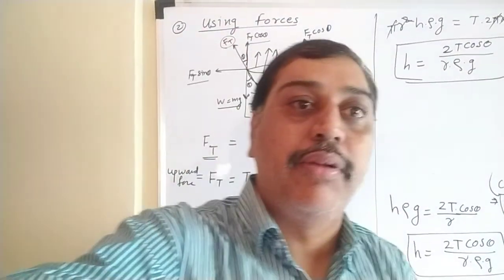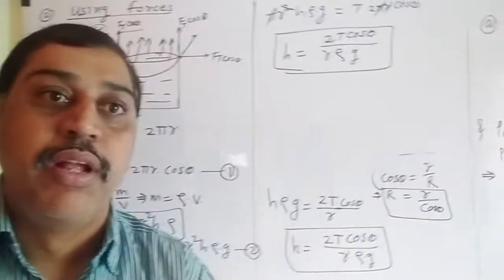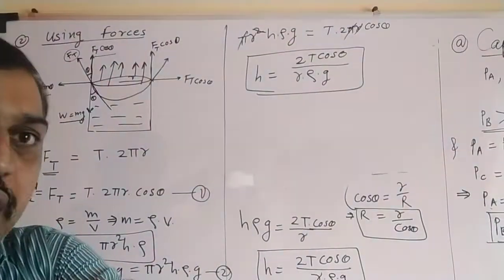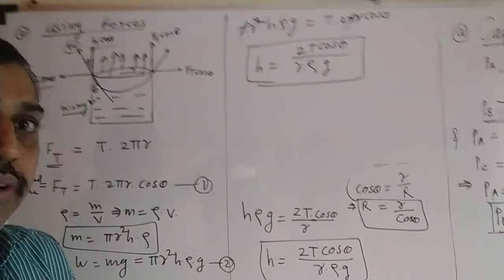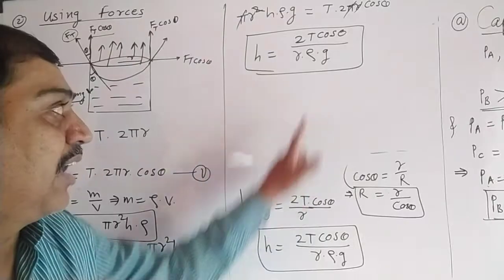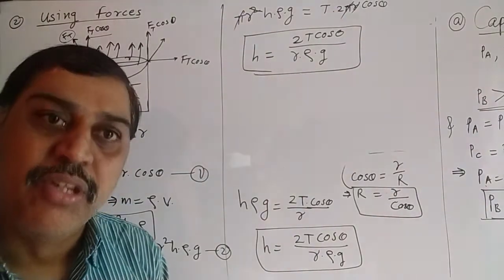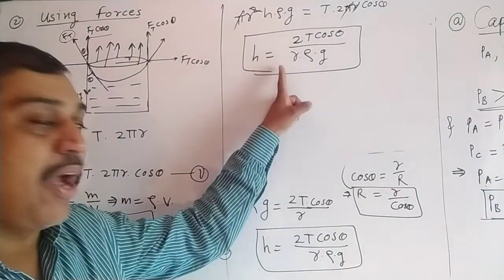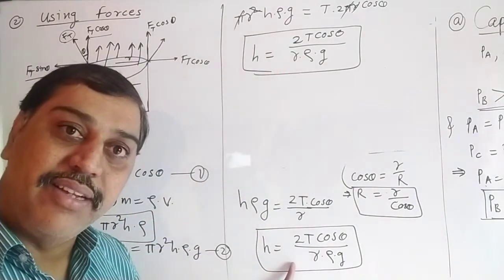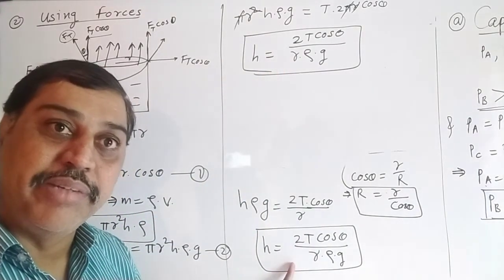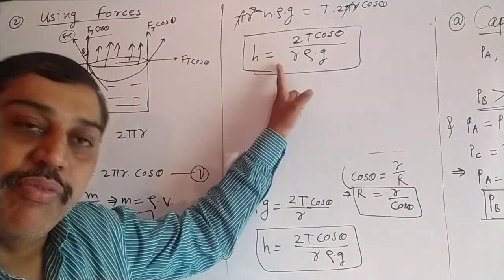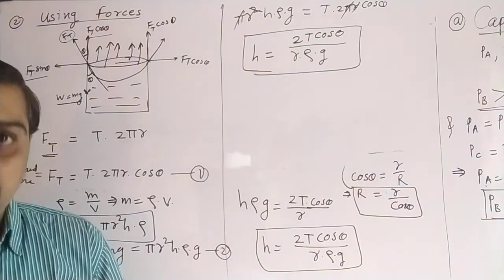This is the rise or fall of the level in the capillary tube. Now you can compare the two equations we have written. This is the first equation we derived using the change in pressures, and this equation and that equation both are the same. So the final equations are the same. This one we calculated by equating upward force to downward force. That one we calculated by equating the change in pressures. Both the equations are the same.